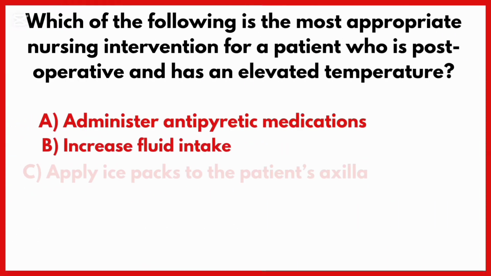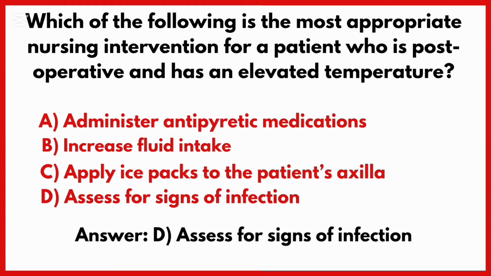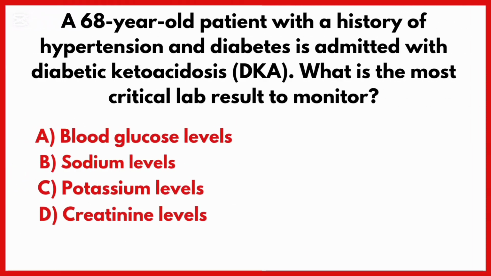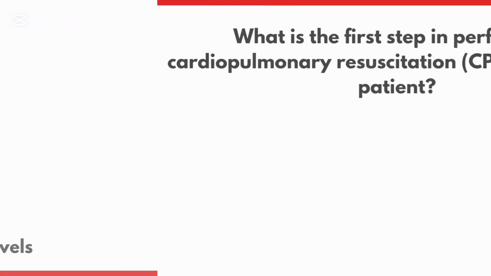Which of the following is the most appropriate nursing intervention for a patient who is post-operative and has an elevated temperature? Correct answer is option D. Assess for signs of infection. A 68-year-old patient with a history of hypertension and diabetes is admitted with diabetic ketoacidosis. What is the most critical lab result to monitor? Correct answer is option C.